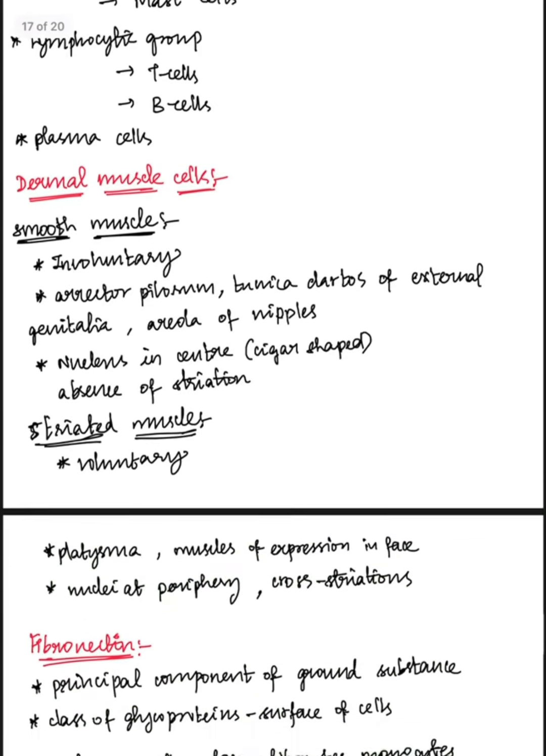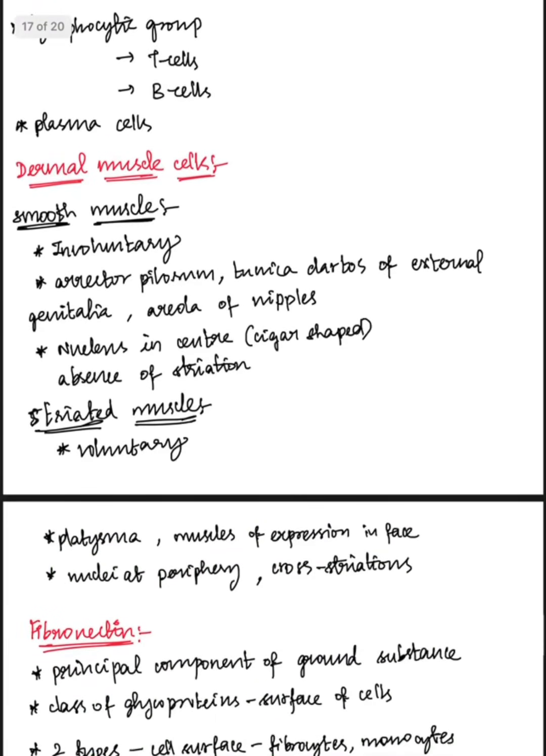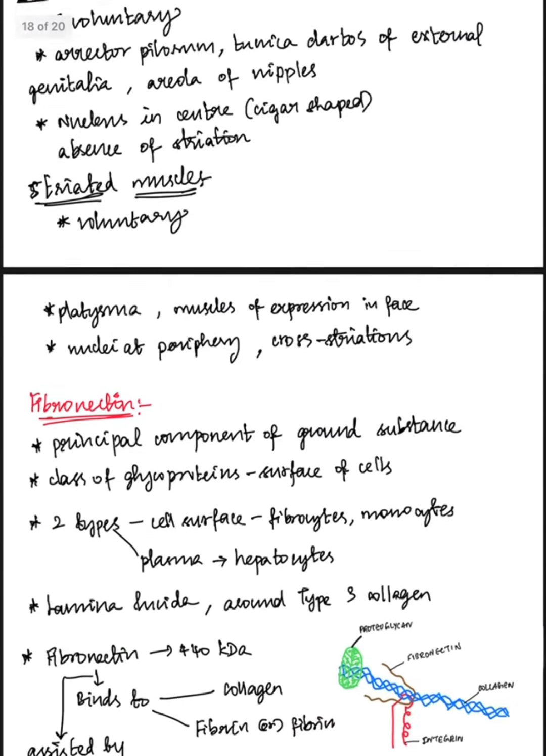Dermal muscle cells are smooth muscles and striated muscles. Smooth muscles are involuntary, whereas striated muscles are voluntary. In smooth muscles the nucleus is in the center and there is absence of striation, whereas in striated muscle the nucleus is at the periphery. The smooth muscles of the dermis are mainly present in the arrector pili, the dartos of the external genitalia and the areola of the nipples. Whereas the striated muscle in the dermis is present in the skin of the neck, for example the platysma, and the muscles of expression in the face.